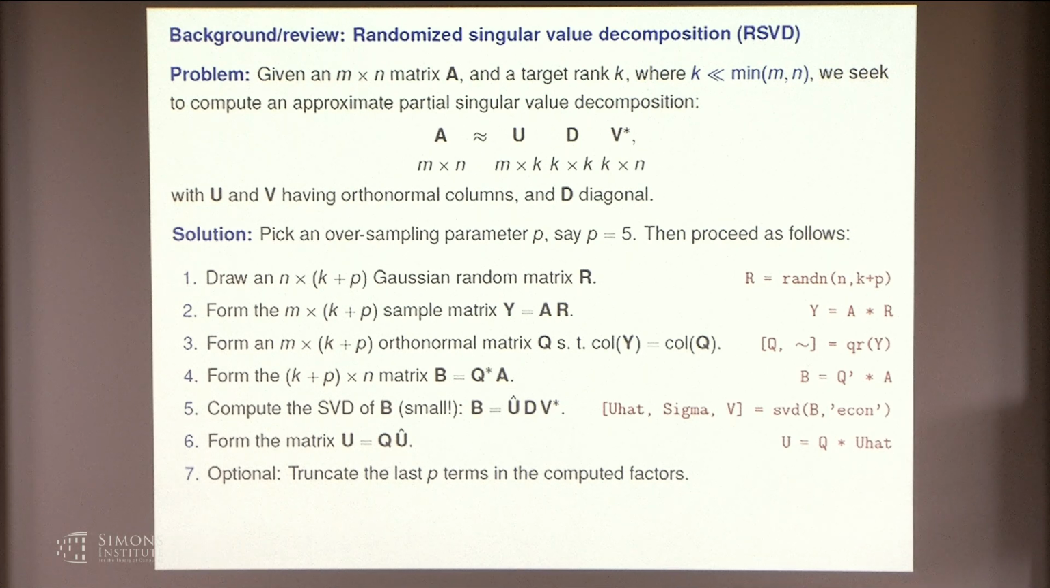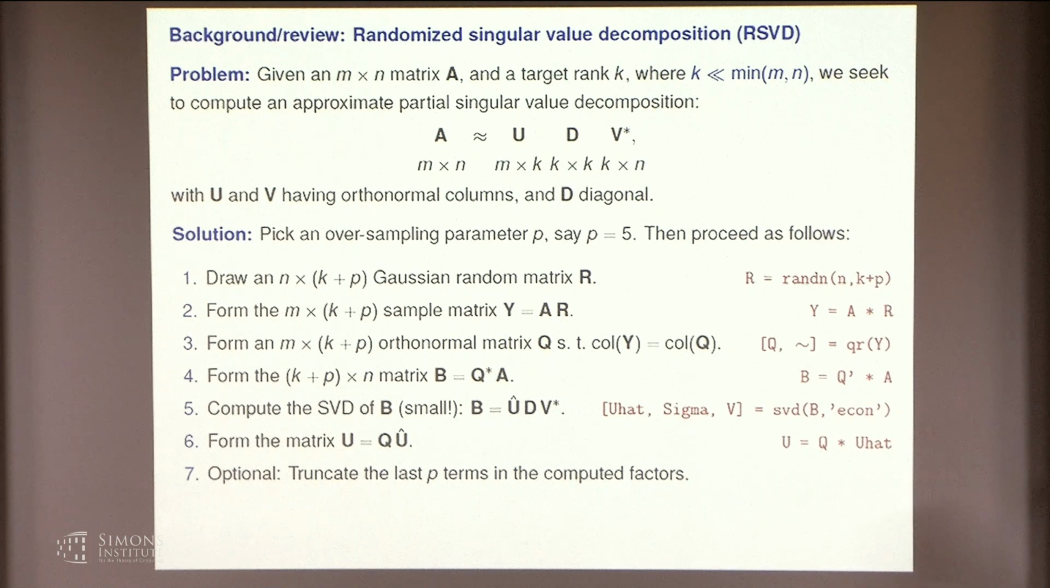So the setup is this. I'm given a matrix A. It could be modest size. It might fit in RAM. It might not. It might be sparse. It might be dense. The only assumption on the matrix is really that it has low numerical rank, that its singular values have some sort of decay, so that it makes sense to approximate it by a rank k matrix, where k in this case is substantially smaller than the matrix dimensions.